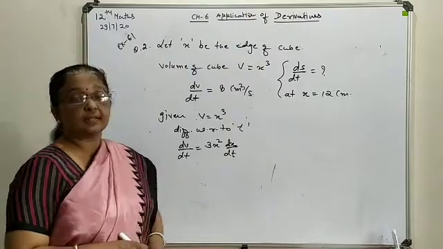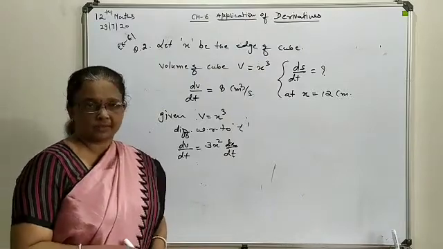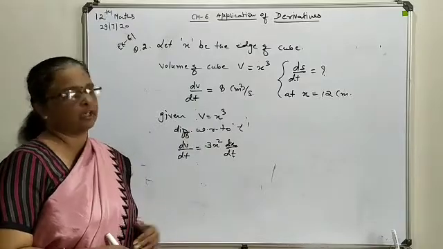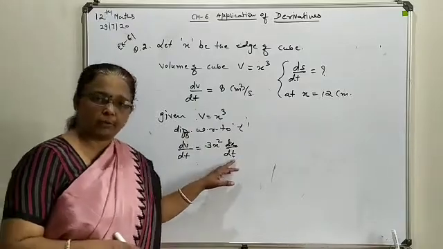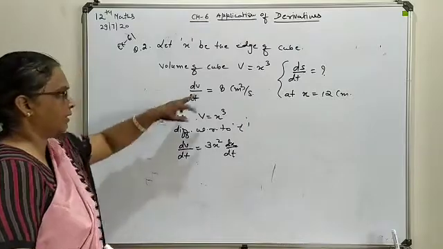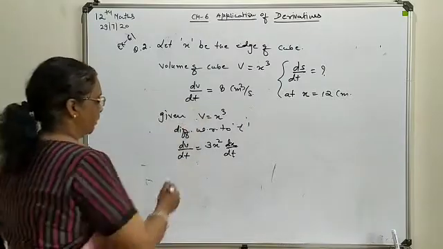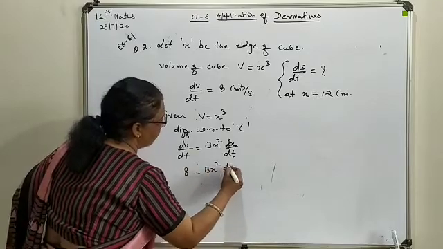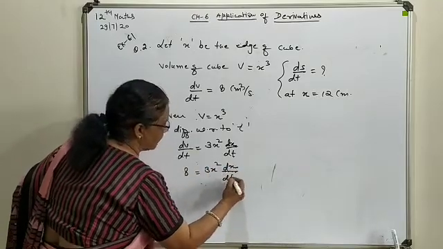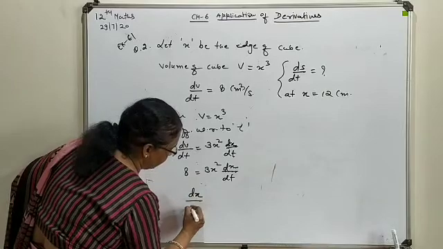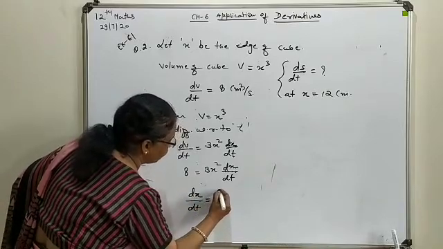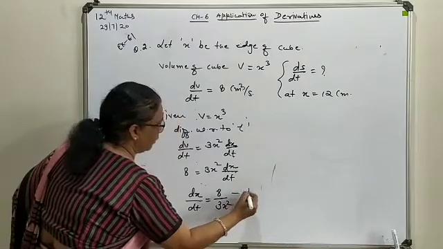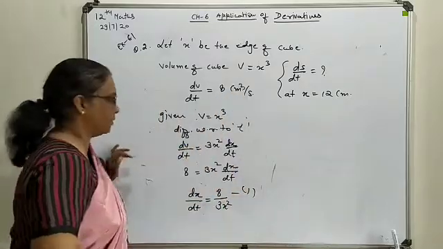Surface area means S is equal to 6x square. So when you differentiate both sides with respect to time, this quantity will be required. Now dV by dt is given as 8, so substitute over here. From here, separating dx by dt will give you 8 upon 3x square. It will be used in the further solution.